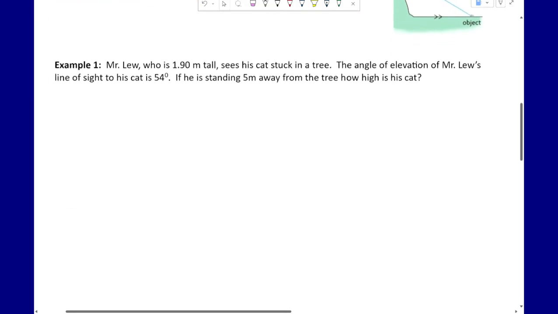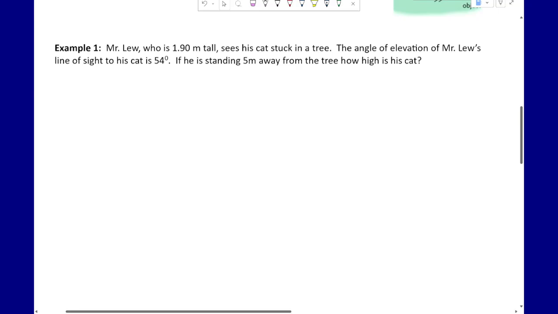So let's look at our first example. Mr. Liu, who is 1.9 meters tall, sees his cat stuck in a tree. The angle of elevation of his line of sight to his cat is 54 degrees. If he is standing 5 meters away from the tree, how high is his cat? I'm going to draw this scenario out so we have an idea of what it's going to look like.